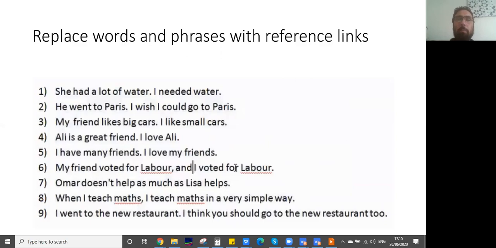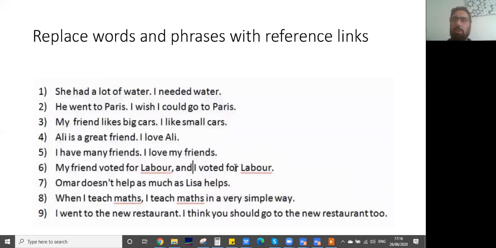Let's take a look at number one. She had a lot of water. I needed water. So what could we do for one? No, not two. Oh, that. She had a lot of water. I needed that. Okay. I think there's something better than that, though. What could we do that's better than that?